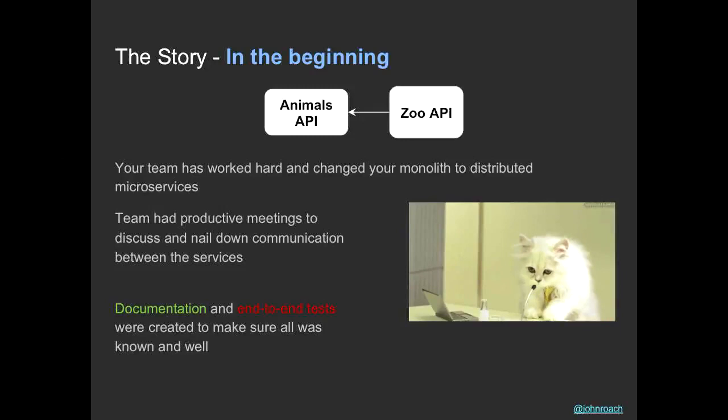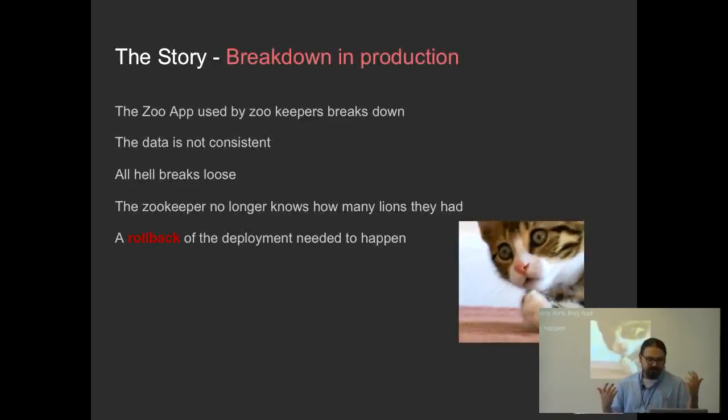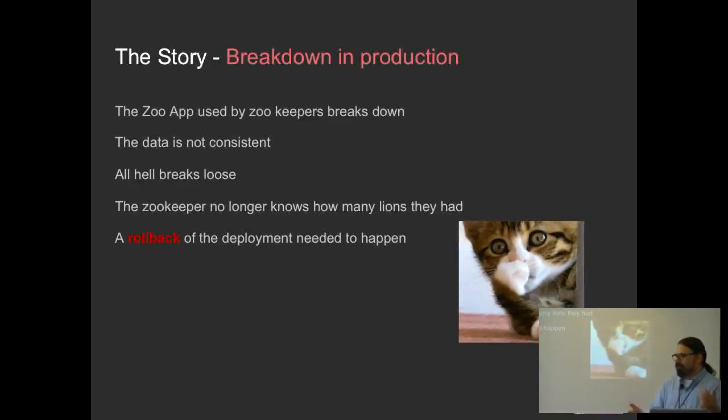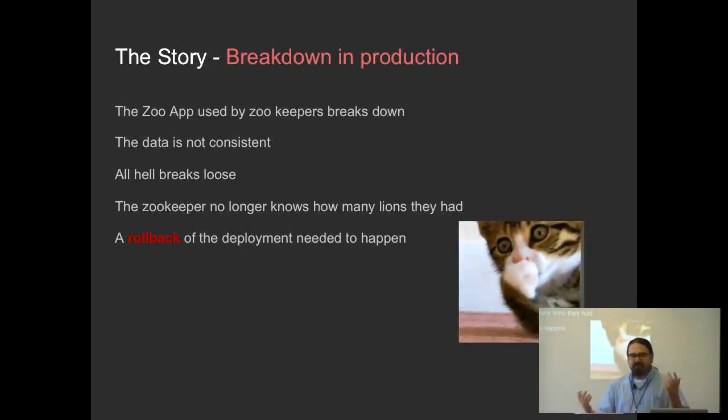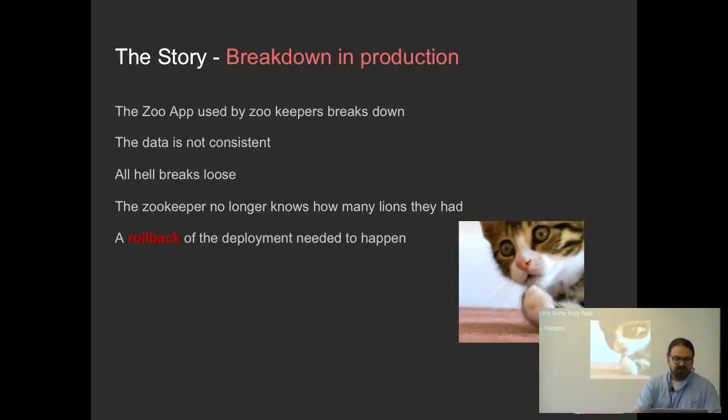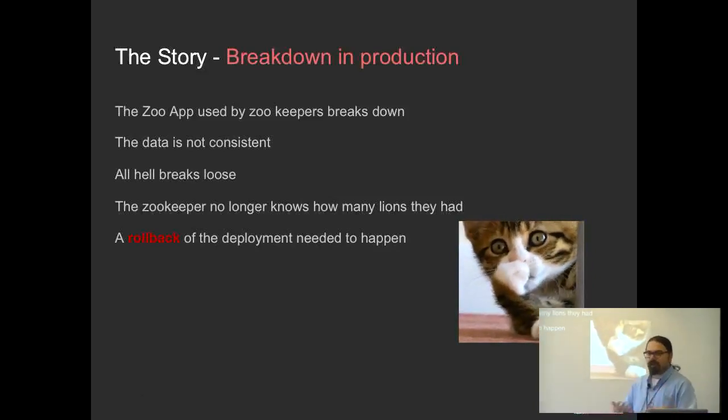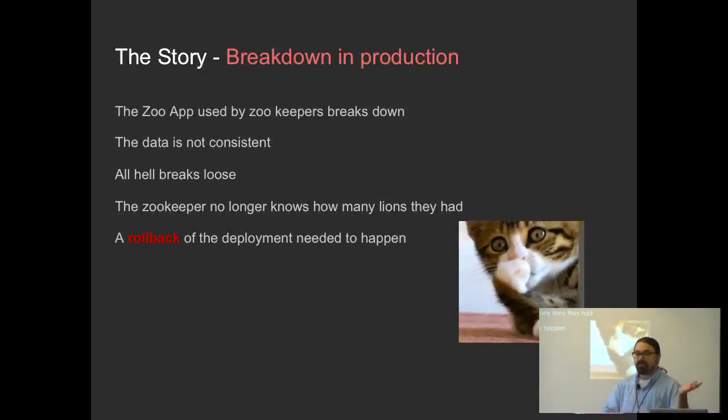Production. And the zoo app failed. Zookeepers no longer knew which animals were in which pens. Tigers, they didn't even know how many tigers they had in a pen, so that kind of went crazy. And they needed to roll back the deployments, and they went to a better state.